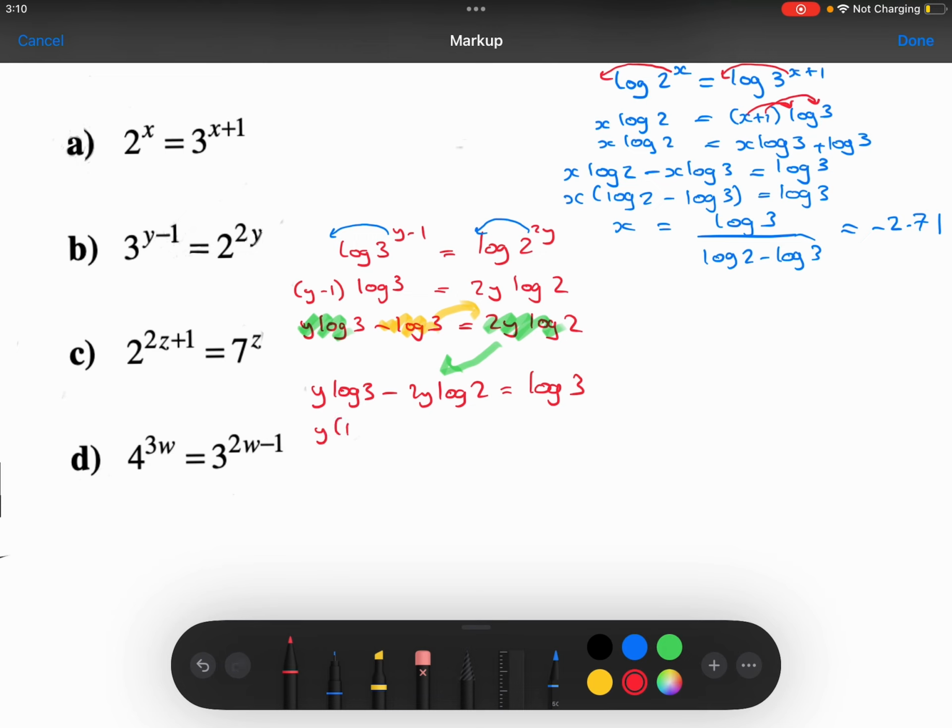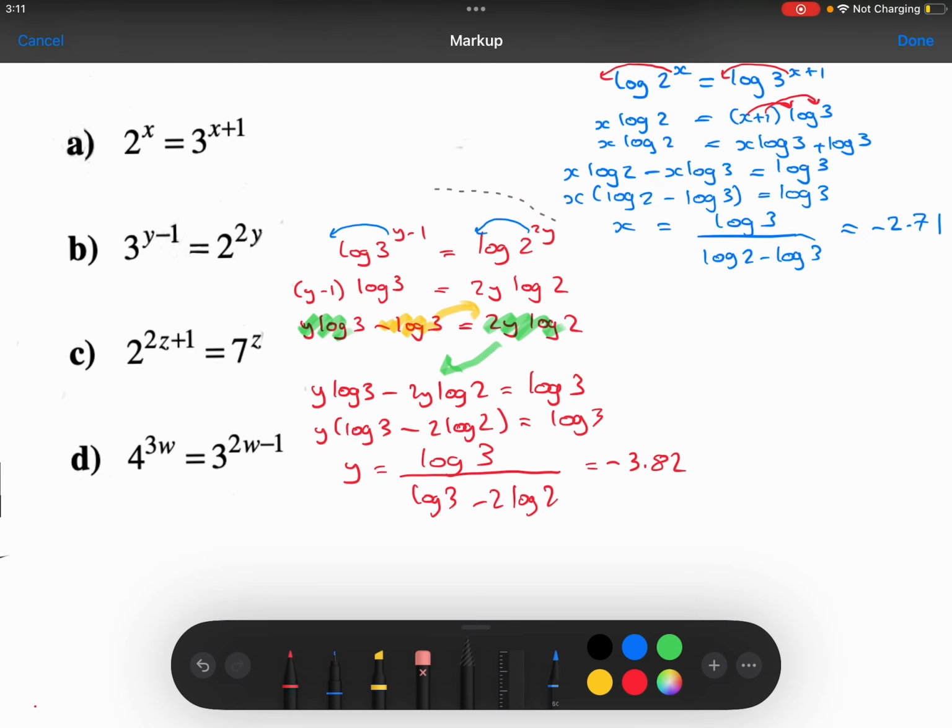Factorise the y outside. And now divide both sides by this bracket to make y the subject. So y is equal to log 3 divided by (log 3 minus 2 log 2). If we put that into our calculator, to three significant figures, we get minus 3.82. And that's my answer to part B.